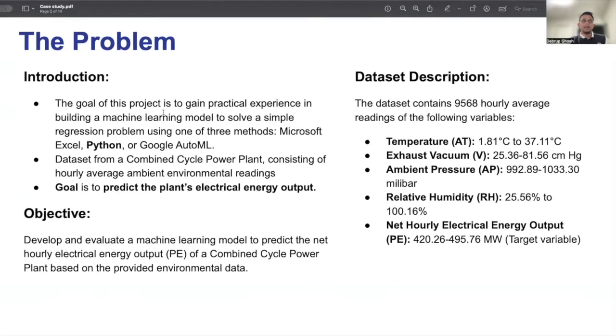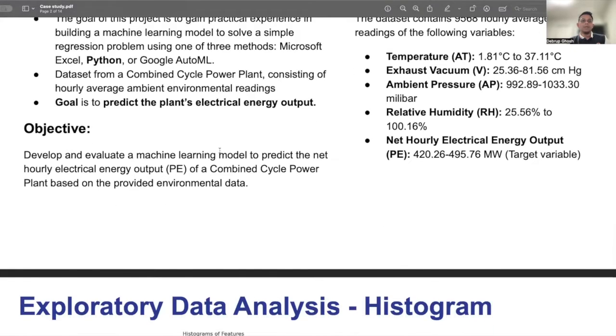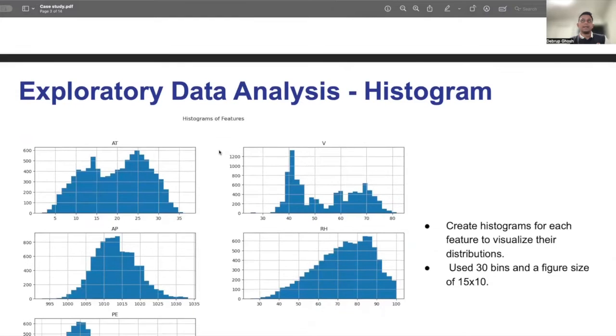The other thing that they asked for in this assignment is to use an ML model to build a regression problem. In this case, I'm actually using Python. We can probably do this in Excel, but I feel more comfortable in Python. One thing to note is Google AutoML. I think Google has merged this into Vertex AI now, and the pipelines failed, and I was not able to do it in AutoML. So yeah, fairly straightforward. So let's dive into some of the exploratory data analysis.